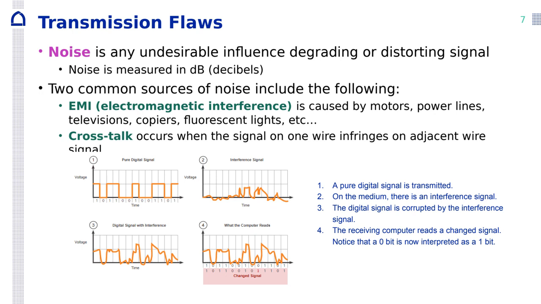We have two common sources of noise: EMI, electromagnetic interference, which is caused by motors, power lines, televisions, copiers, fluorescent lights, or we have crosstalk, which occurs when the signal on one wire infringes on an adjacent wire's signal. signal تقفز من هذا الكيبل على الكيبل اللي يسموه cross talk.